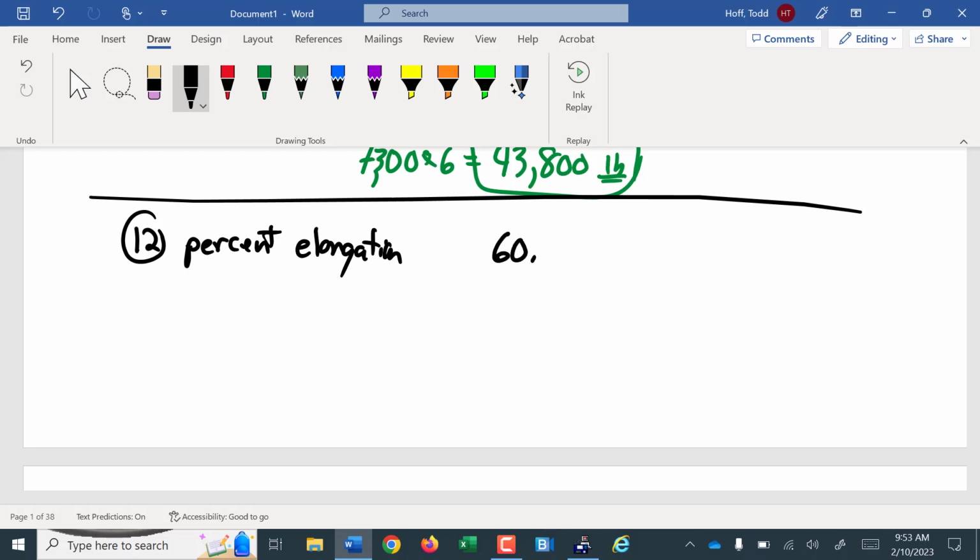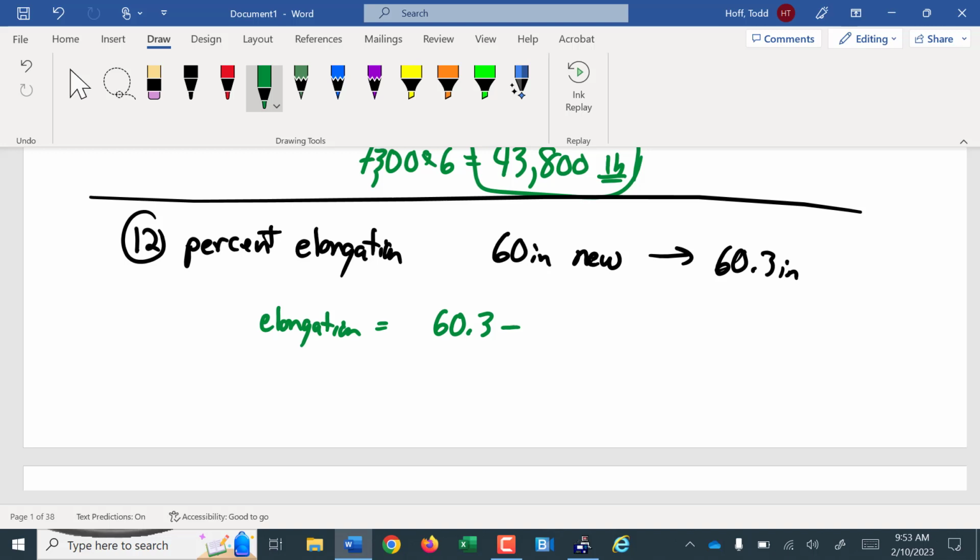It was 60 inches new and is now 60.3 inches. So for percent elongation, we first find the elongation. How do we find that? Yeah, the used length minus the new length. Then we're going to divide that by the new length, 60. And of course that's going to be times the 100%.